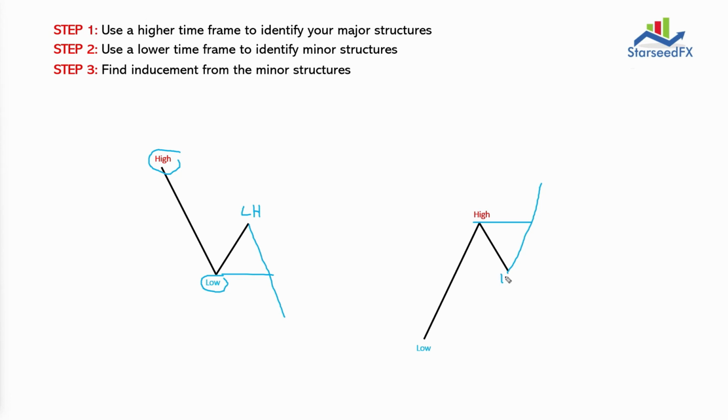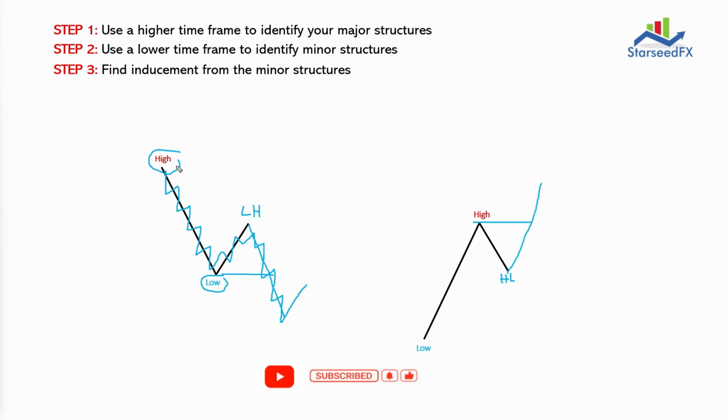Step 2. Go to a lower time frame to identify minor structures. For example, if your major structure is from the daily time frame, you may use H4 or 1 hour time frame to identify minor structure. Look for the swing highs and lows of the minor structure within the range of the major structure. These are the smaller swings within the overall trend.